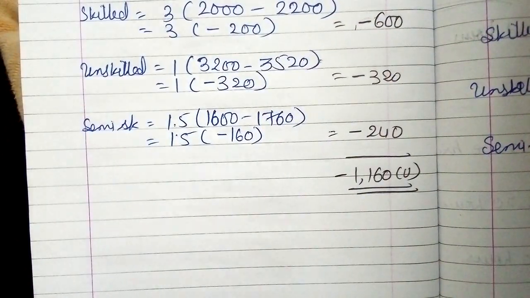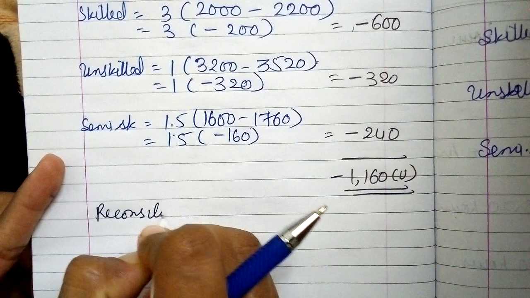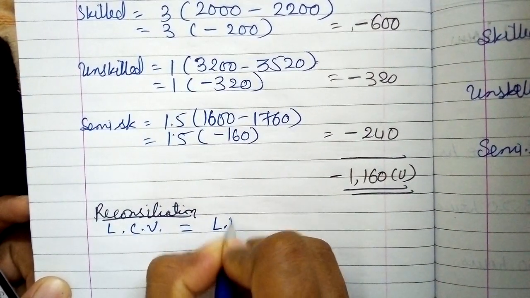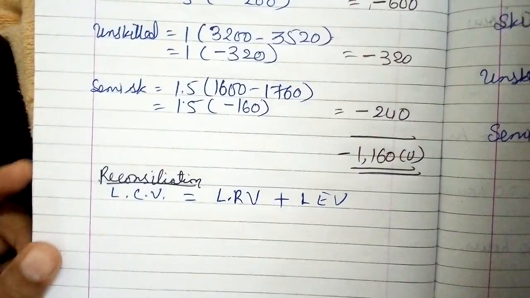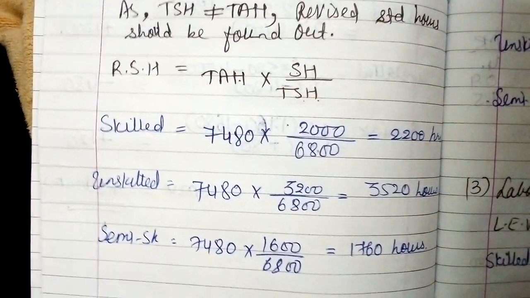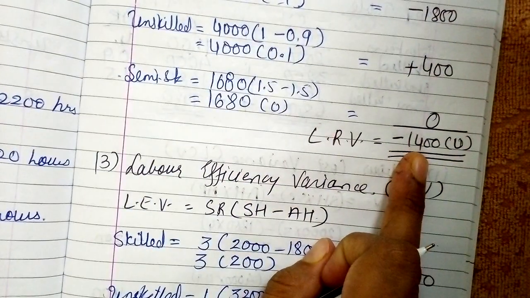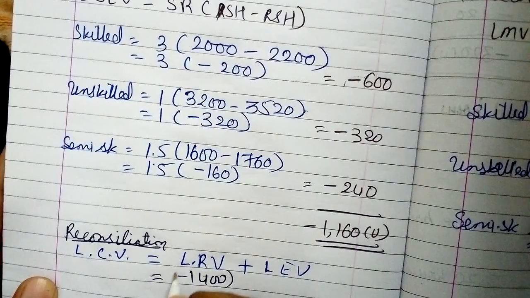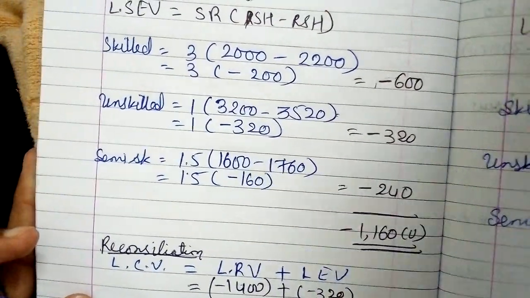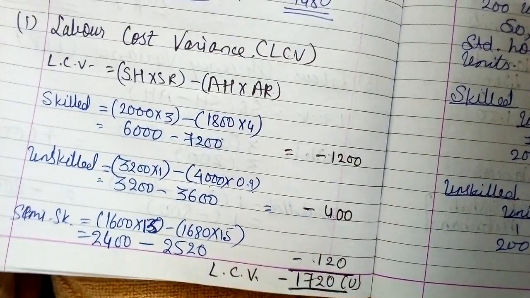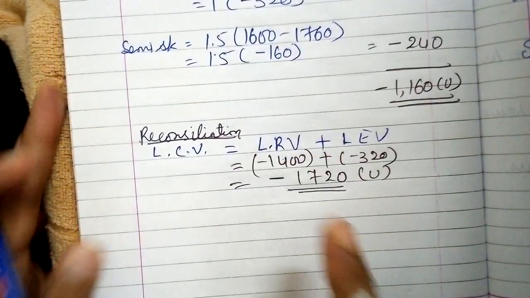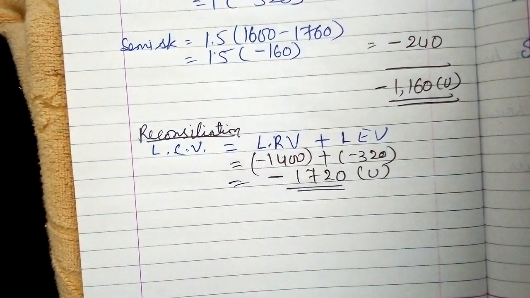Now reconciliation, or verification. LCV equals to LRV plus LEV, right? So labor rate variance was 1400, right? And efficiency variance was negative 320. So negative 1400 plus negative 320. So the answer will be 1720. That should be equal to 1720. So see, that is negative 1720 only. So this has been got tallied, right? It means this calculation is correct.